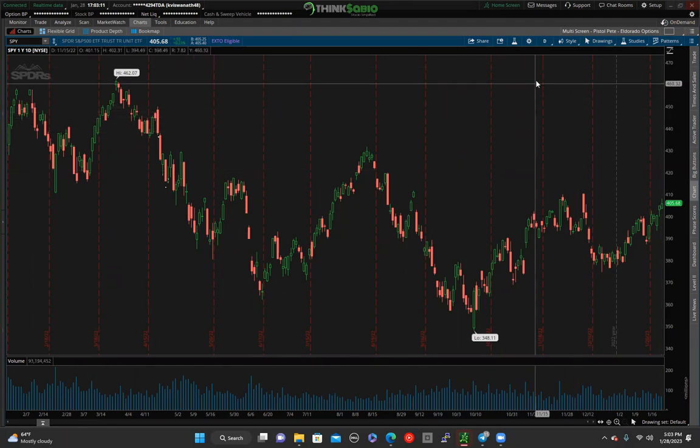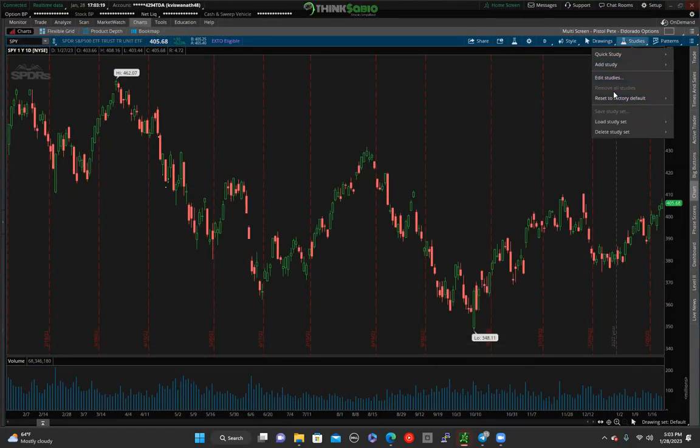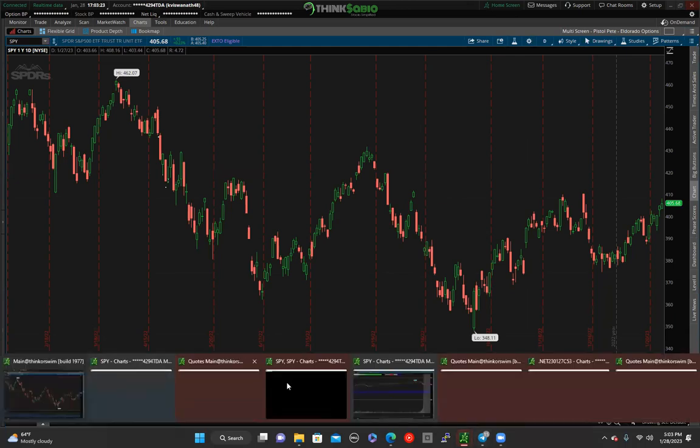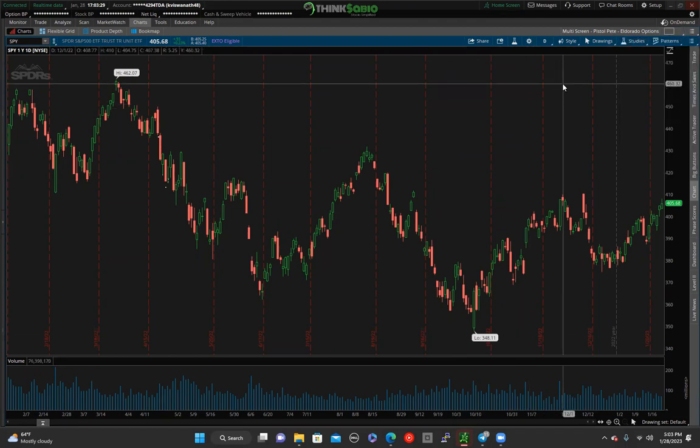And if you want to detach this chart, I know you probably know how to detach, you can detach this chart as a new chart. But if you want to basically clear up everything, you just have to go to studies, remove all studies, and close all these windows. Make sure you have a single grid, you don't have multiple grids. And that should be it. That should clear everything. Just go to studies, remove all studies.